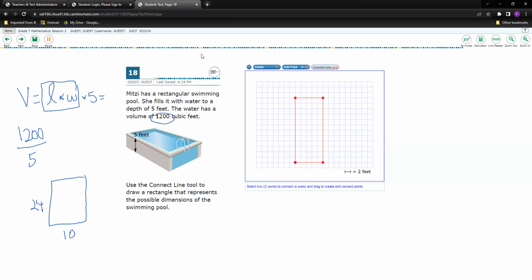Okay, and that's it. So divide the volume by the height and you get the other 2 dimensions, which was 240 square feet. And so 240 can be 24 by 10. And because each little square is 2, instead of 24 by 10, my rectangle is going to be 5 by 12. And there you have it.